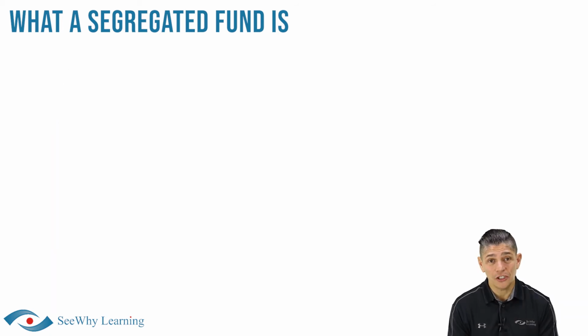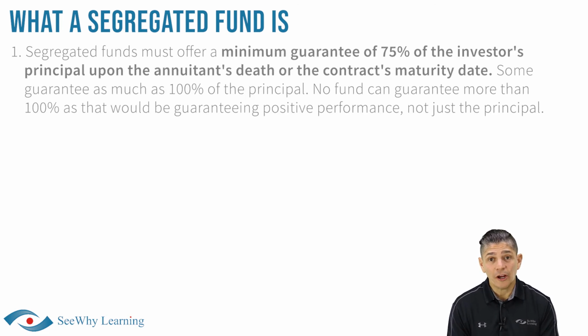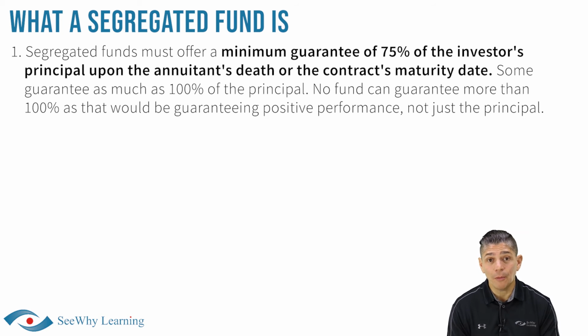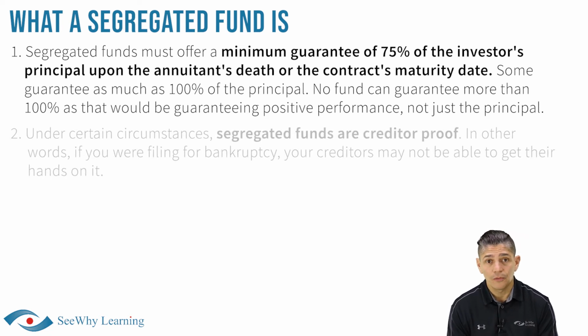As I previously mentioned, seg funds offer 3 pretty cool features that mutual funds do not. 1. Segregated funds must offer a minimum guarantee of 75% of the investor's principal upon the annuitant's death or the contract's maturity date. Some guarantee as much as 100% of the principal. Now, no fund can guarantee more than 100%, as that would be guaranteeing positive performance, not just the principal.